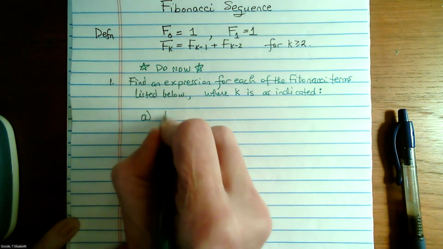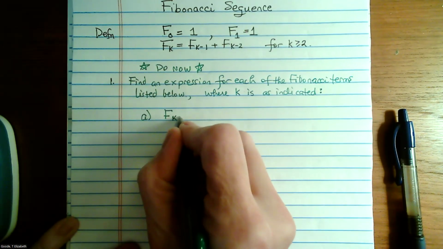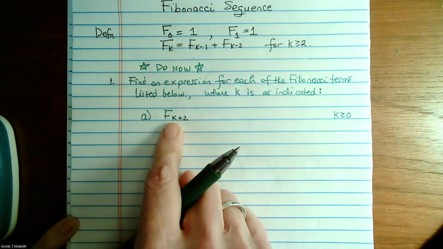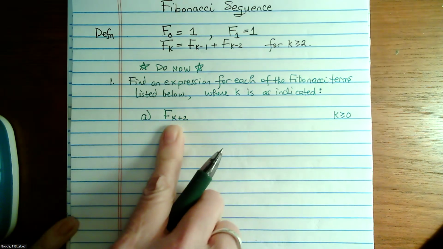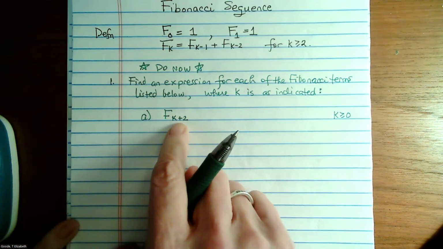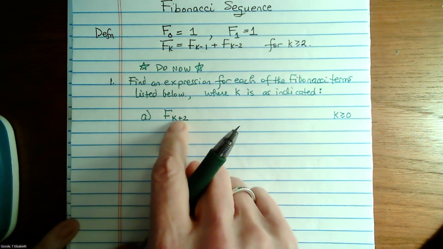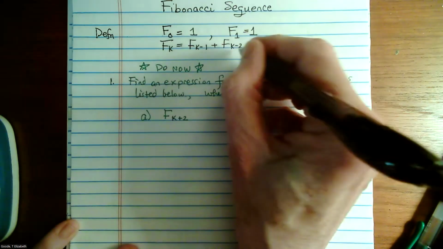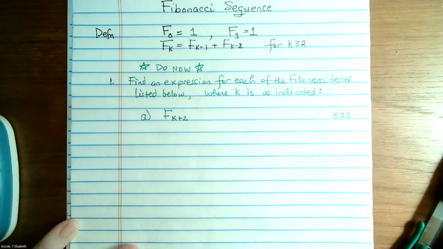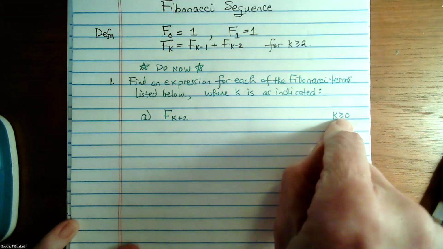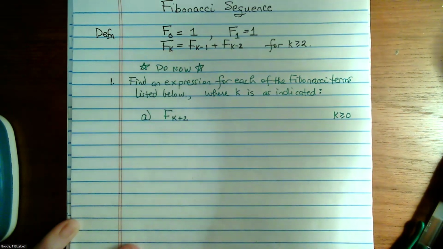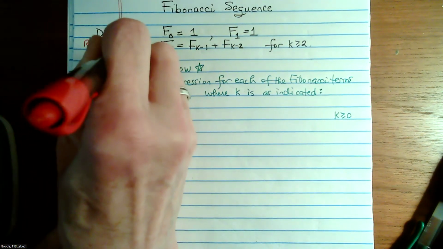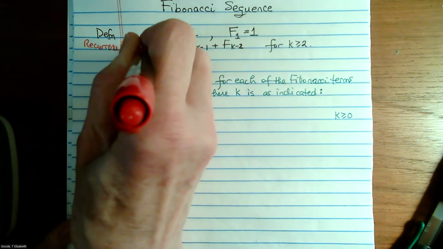For the first one, can you write an expression for F sub K plus 2? This will be for K greater than or equal to 0, because I want you to understand that we are not going to allow this index number to be below 2, because the recurrence relation starts for K equals 2. So when I say write an expression, just understand we picked K so that the recurrence relation is what is in play here. It's just a game with indexing numbers.